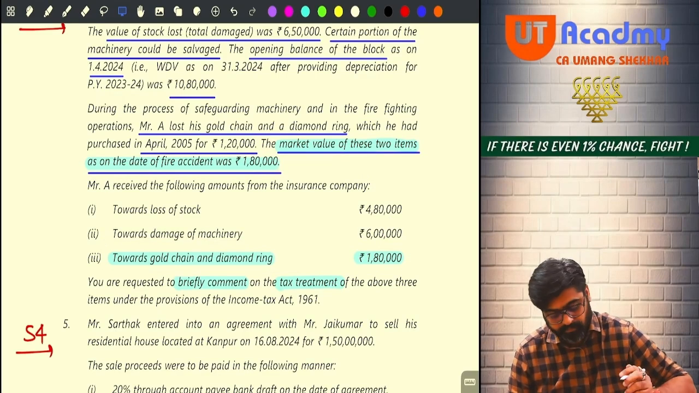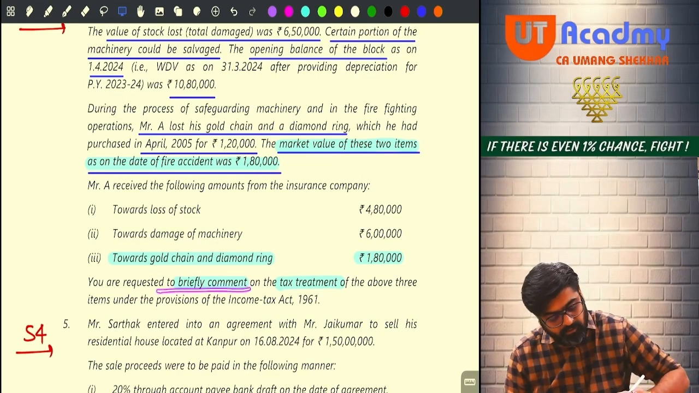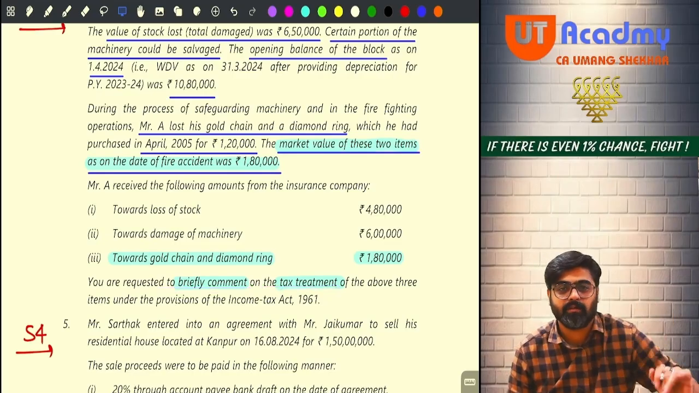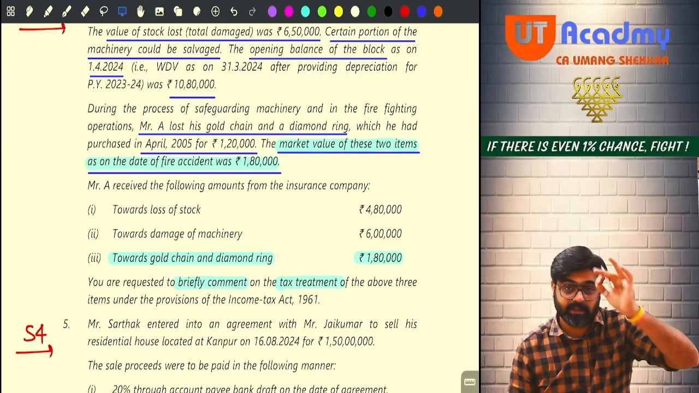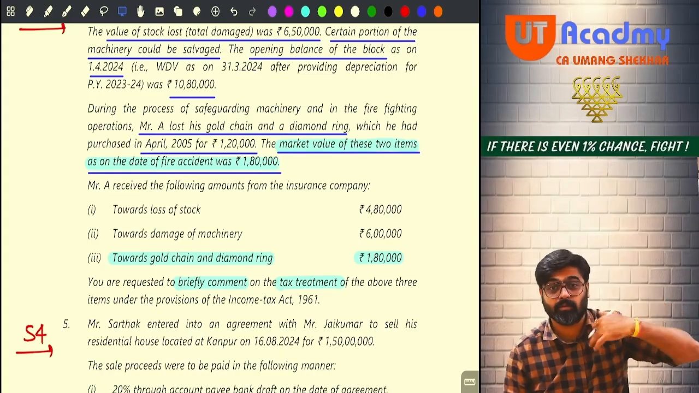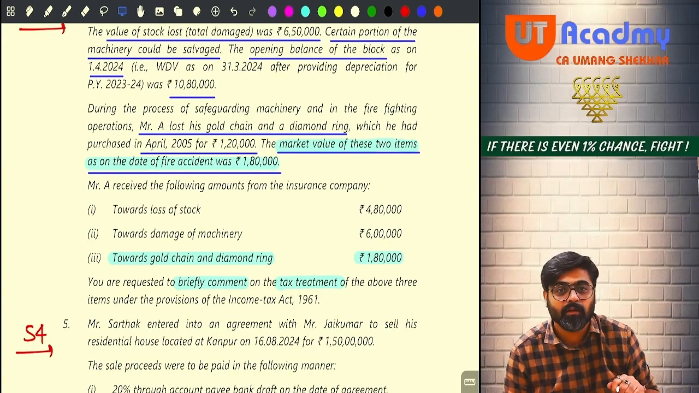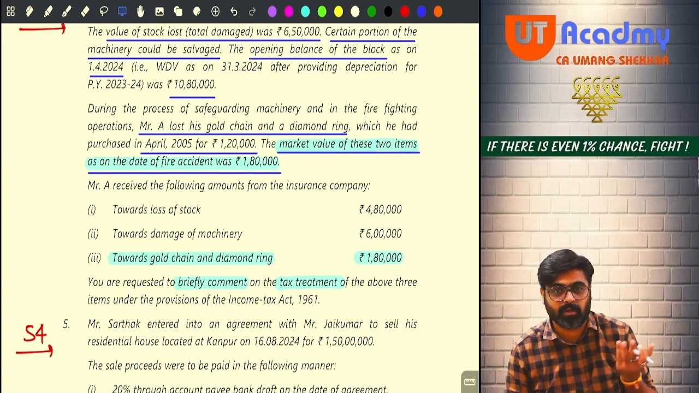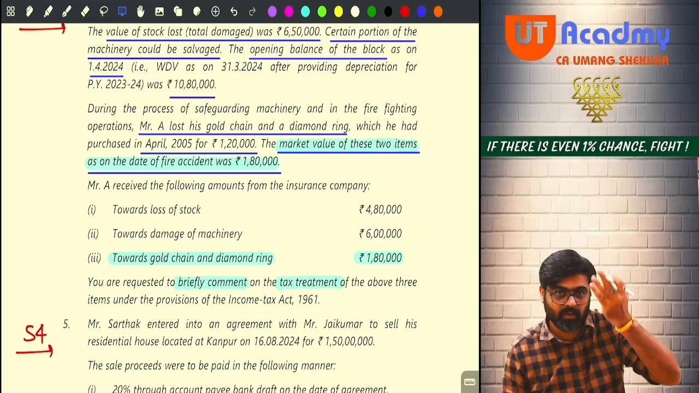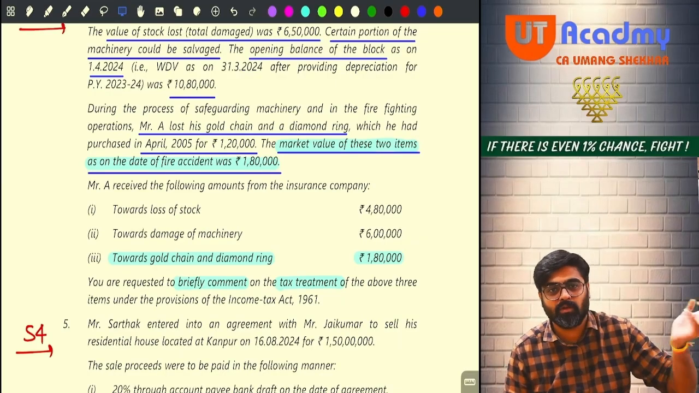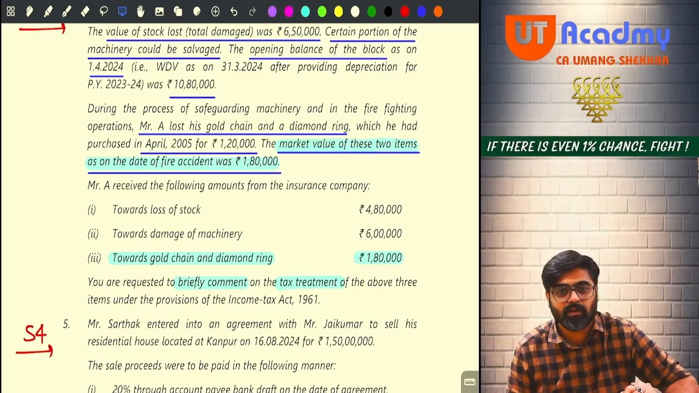See the required part. You are requested to briefly comment on the tax treatment. That's it. What will be the tax treatment of all these things? You are supposed to become a chartered accountant and think. You are a chartered accountant. Your client is coming to you. Client is giving you this information. What suggestion will you give to your client?